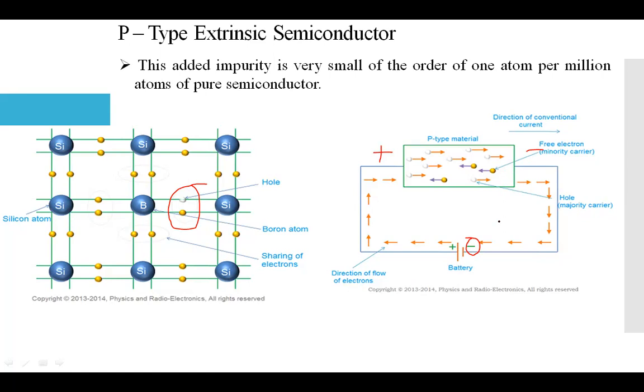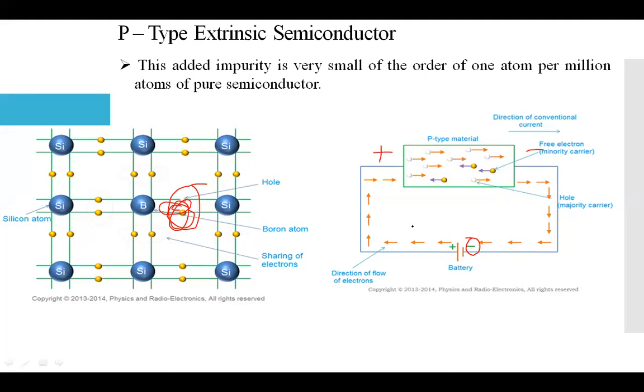So you can say that the free electrons, which are the minority carriers here, will move towards the positive terminal, and the holes of this bond will travel towards the negative terminal. Whatever flow of the process you can see here shows the direction of the flow of the electrons, which is represented in this diagram also.